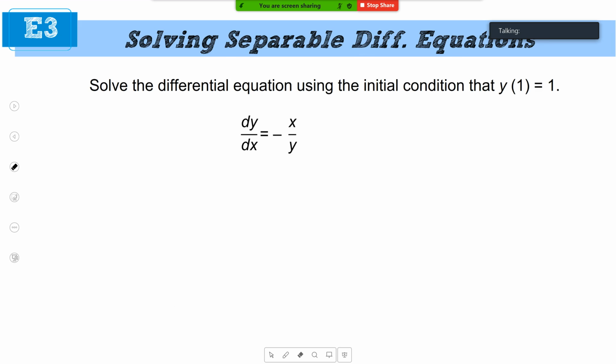Okay, so here we go. First things first, separate the differentials. I want everything with the y and the dy on one side. I want everything with the x and dx on the other side. So to make things easy, I'm going to cross multiply.